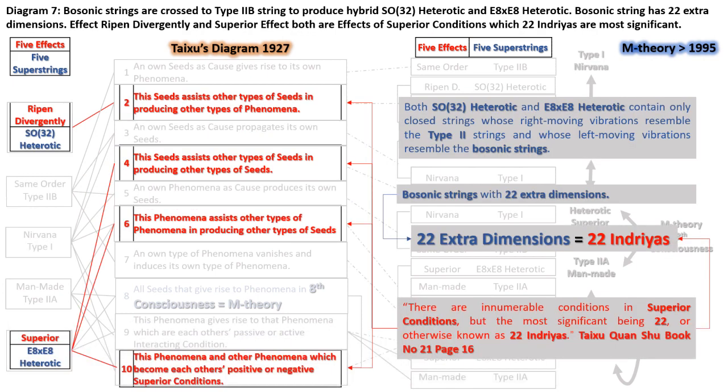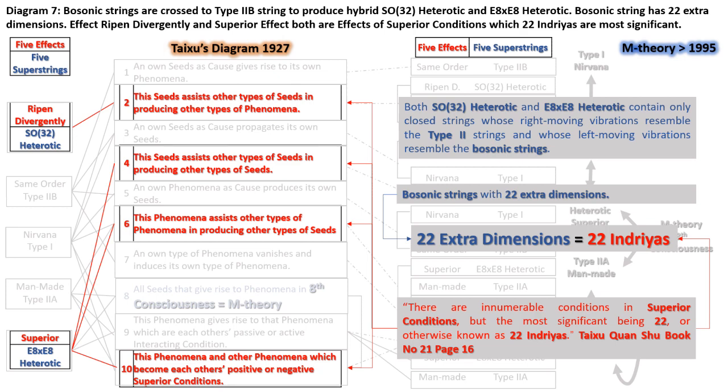Both SO(32) heterotic and E8 times E8 heterotic strings are said to be hybrids of type 2 string and bosonic string. The meaning of hybrid is after the crossing, they are more powerful. As mentioned before, bosonic string was discarded because of its many problems. Why do they now become more powerful after type 2 string crossed with bosonic string? We know that bosonic string has 26 dimensions, out of which 22 are extra dimensions. What are these 22 extra dimensions?